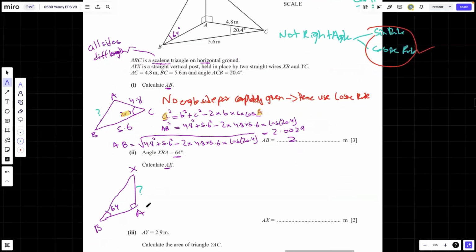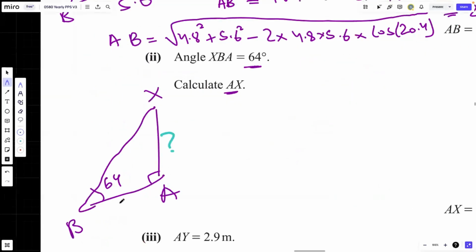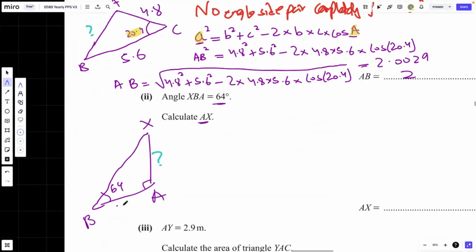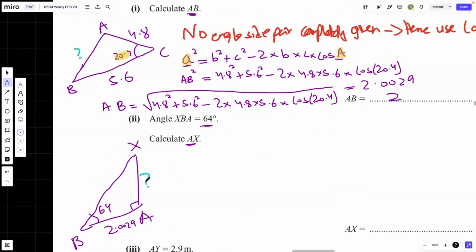Do we know AB? Yes, we found AB in the last part. So we know AB. AB is going to be 2. Or if you'd like to take a more accurate value, we could use 2.0029 from the previous answer. That is the value of AB that we have. And now we need AX.